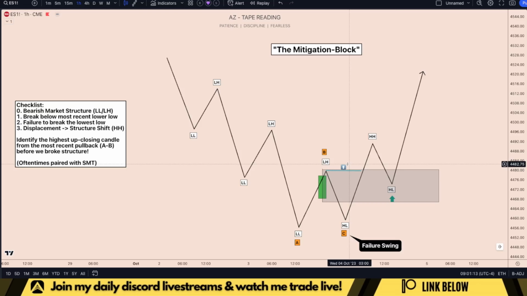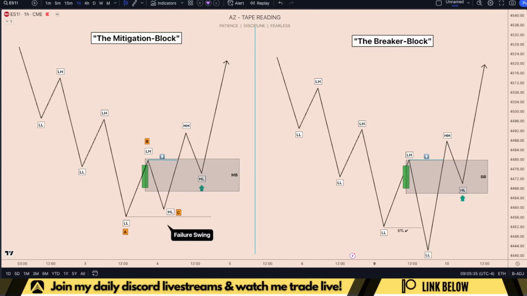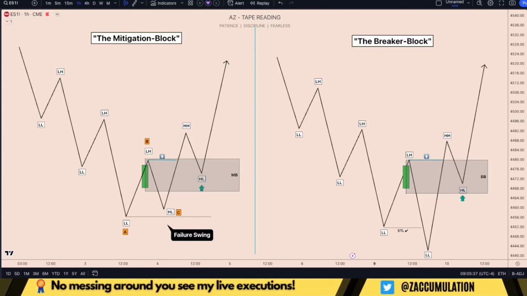Very simple, very similar to the breaker block, but with that tiny little difference that right here we have a failure swing. So to show you the actual difference one more time, right here on the right we have the breaker block, and to the left we have the mitigation block. As you can see, the only real difference is that for the breaker block we actually swept the low A one more time here, and then we displaced. Here with the mitigation block we failed to sweep our most recent lower low, and then we shifted market structure.